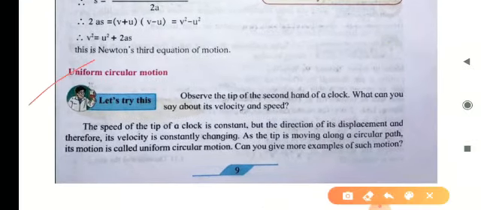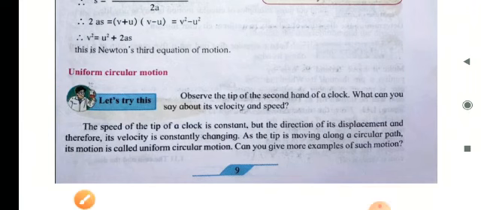Observe the tip of the second hand of a clock. What can you say about the velocity and the speed? The speed of the tip is constant, but the direction of its displacement and therefore its velocity is constantly changing. As the tip is moving along the circular path, its motion is called uniform circular motion. Can you give some more examples of such motion?